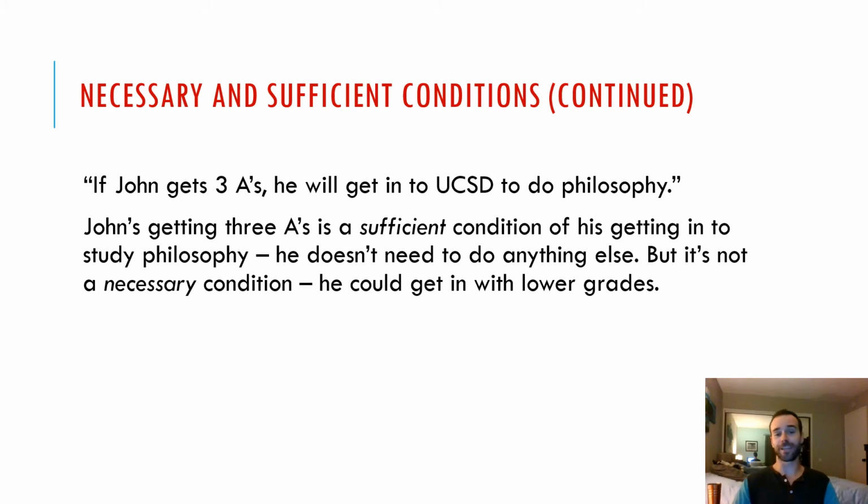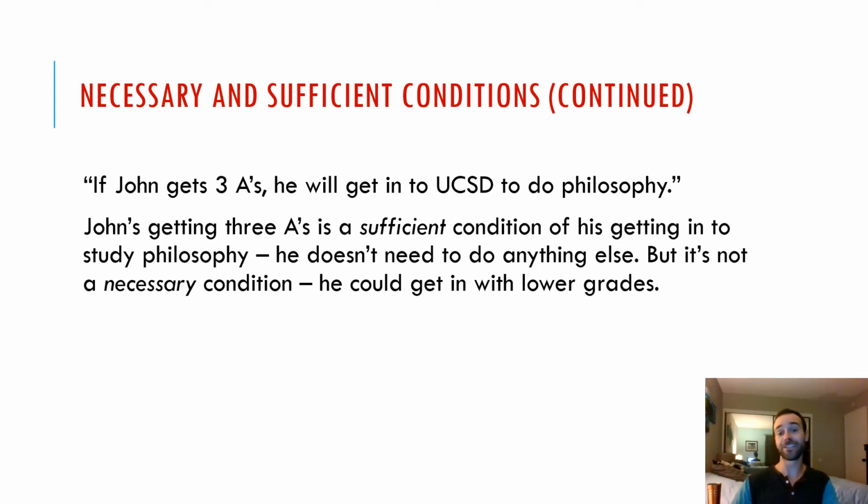What this is also saying is even if John cheats on his SATs and beats up the president of the university's son and commits a crime, as long as he has 3 A's, he is guaranteed the spot to do philosophy at UCSD. The 3 A's are sufficient. That's all you need in order to get in.